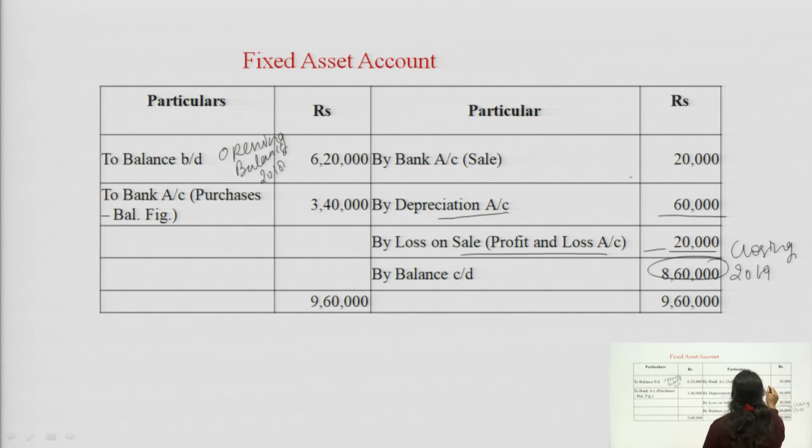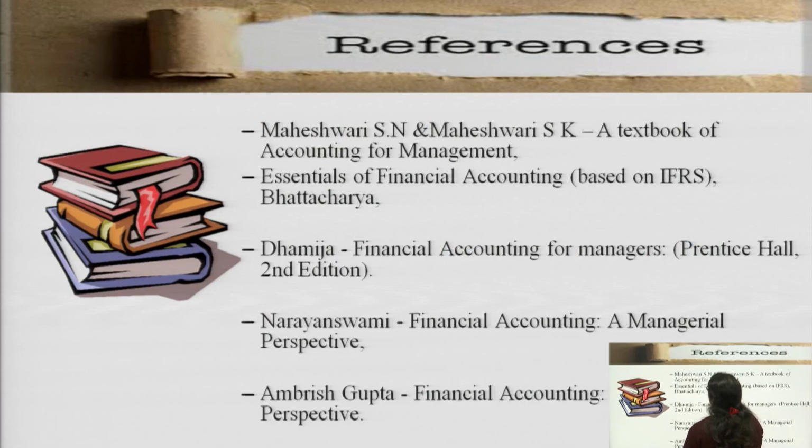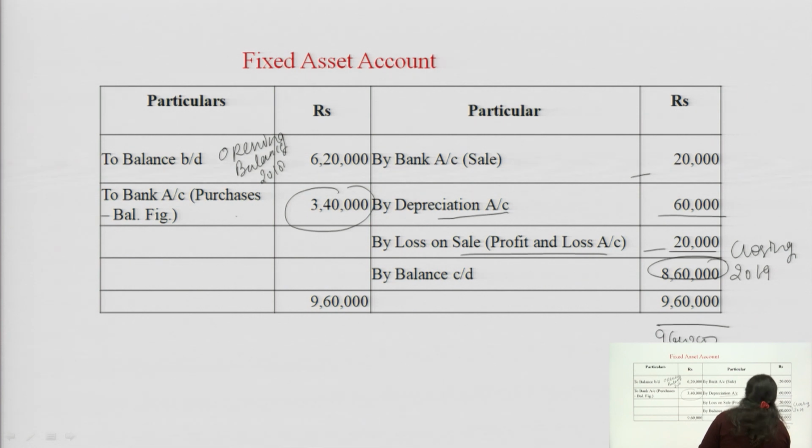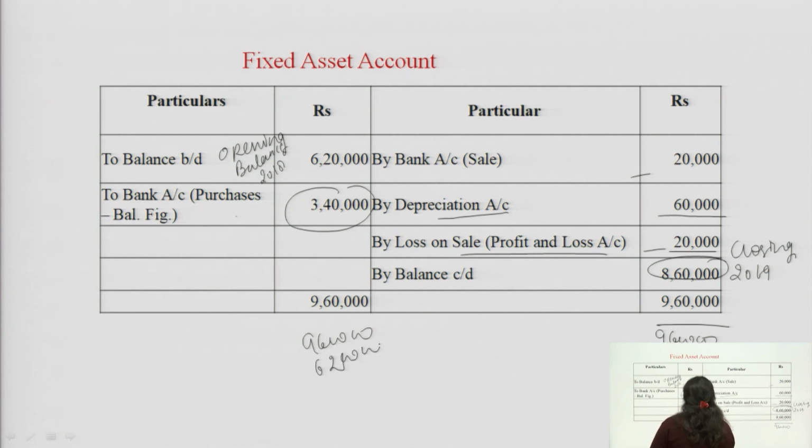The sale is being done for 20,000 and purchase is the balancing figure. By making the total, it comes out 9,60,000, and out of the 9,60,000 you are subtracting 6,20,000, it will come out 3,40,000.